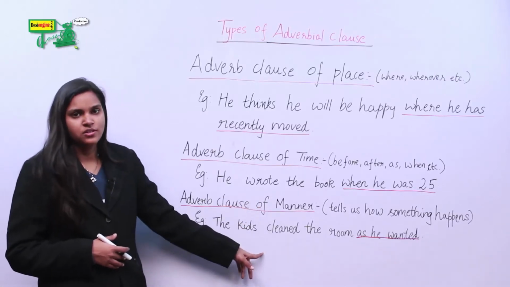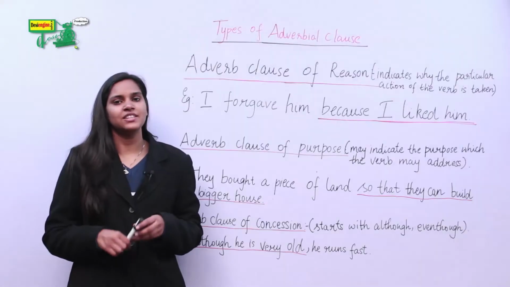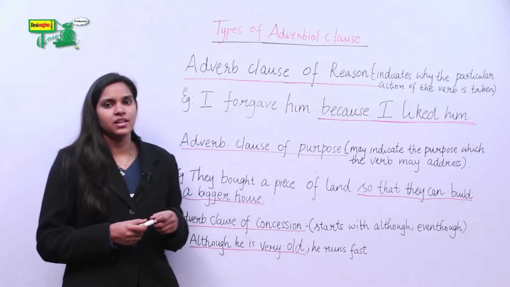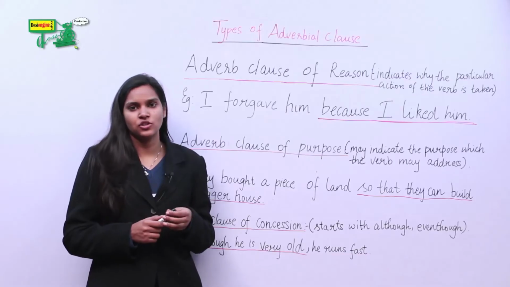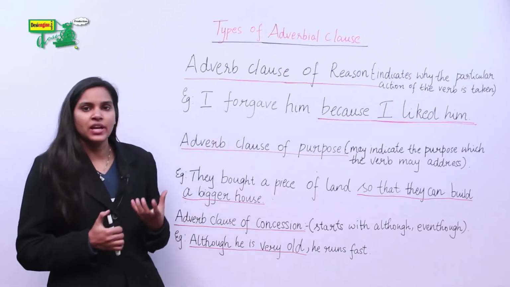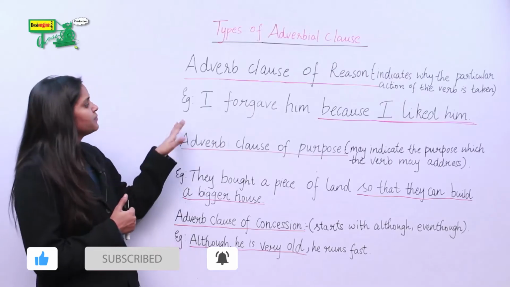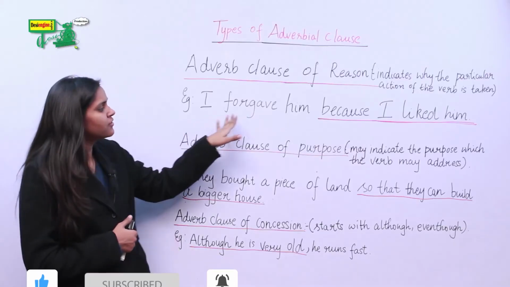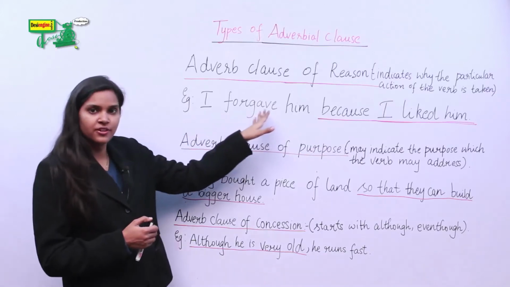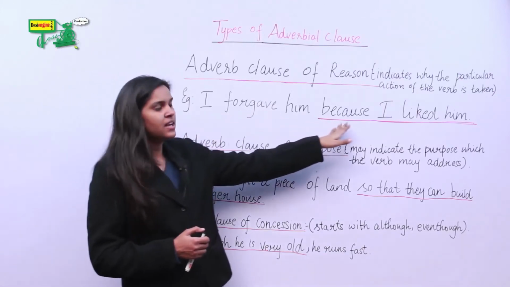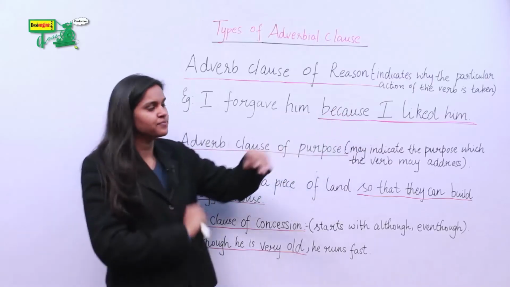As he wanted. So, as he wanted is our adverb clause of manner. Let's do the next kind of adverbial clause, that is adverb clause of reason. Adverb clause of reason answers the question why, and it also indicates why the particular action of the verb had taken place. For example, in this sentence, I forgave him because I liked him. The reason why I forgave him is because I liked him. So, because I liked him is our adverbial clause of reason.